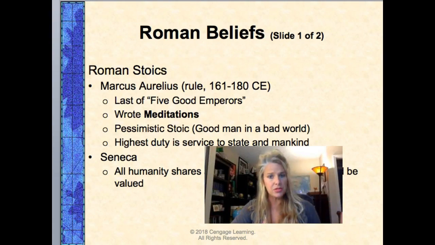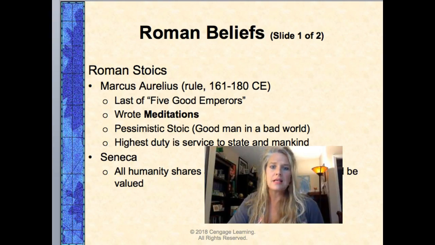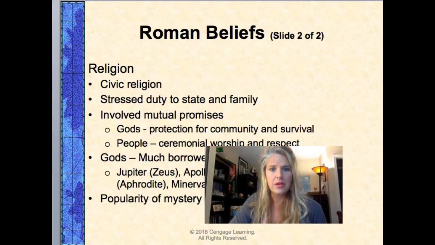Roman beliefs, we talked about Stoics and Stoicism. Marcus Aurelius, last of the good emperors, the 5 good emperors. He wrote a book called Meditations, which is still in circulation today. Seneca, all humanity shares a divine spark. Each one should be valued.